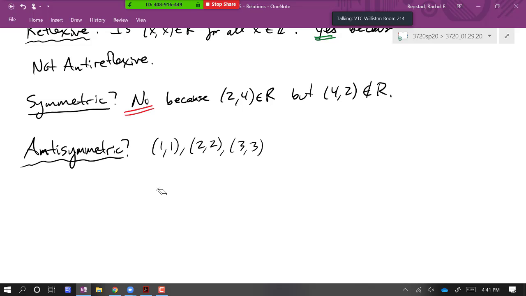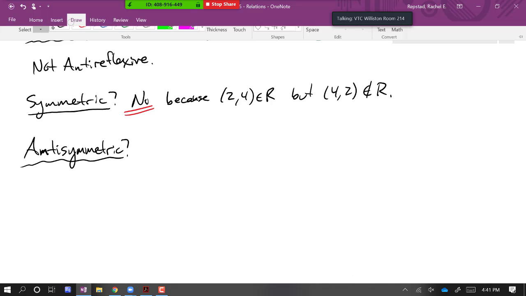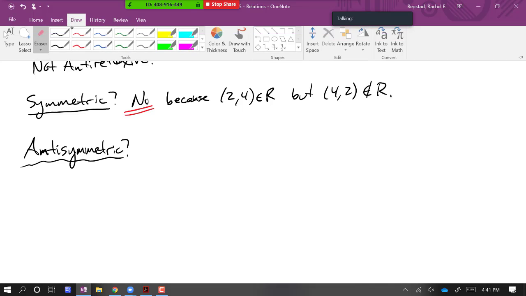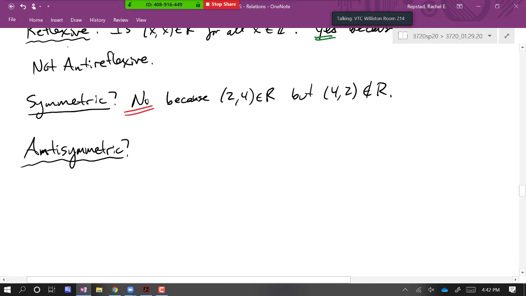Because if you look at 2, 4, and as soon as you reverse it, it's not an integer multiple anymore, right? It's a fraction of it. So we're going to write a convincing argument that this is anti-symmetric. And remember, if we're showing that a relation does have a property, that means that what we write has to hold for all infinitely many positive integers.